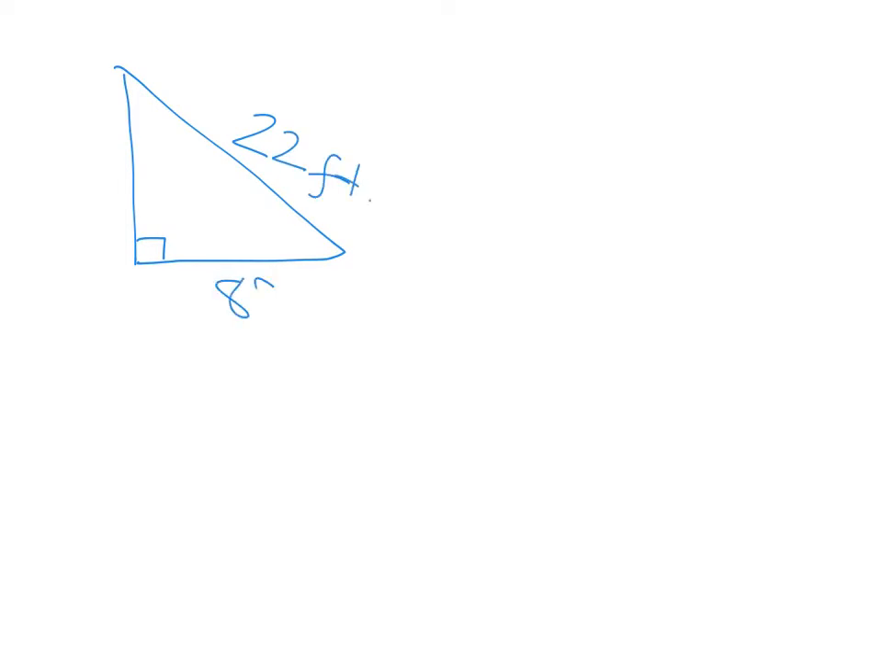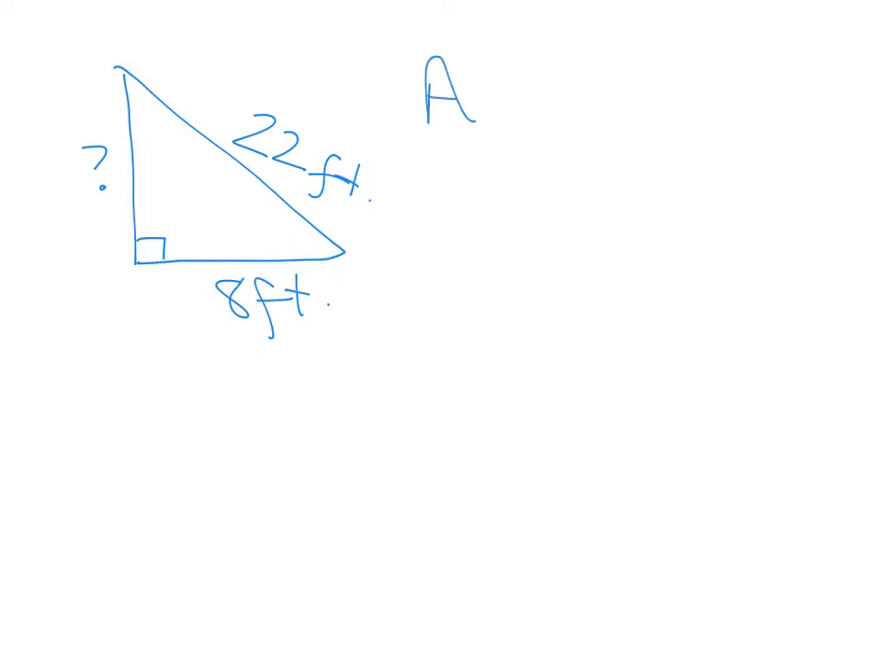Okay, let's do another one. On this one, I'm going to say this side is 22 feet. This side is 8 feet. And I'm finding this side. Okay, so again, we know we have a right triangle.